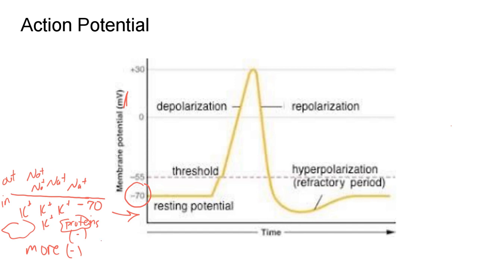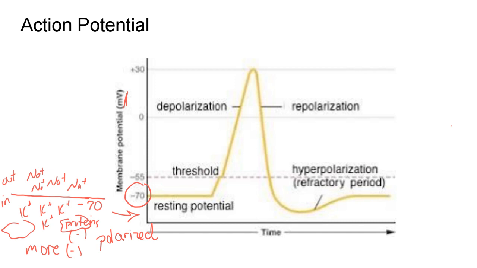So at rest, because the inside is more negative than the outside, and there's a difference between the two charges, we would say that the neuron is polarized. It's polar, it has a charge. If you remember talking about water, maybe your freshman year or chemistry, or polar molecules, that means they have a charge. So the membrane itself has a charge because there's a difference between the electrical charges on the outside and the inside.